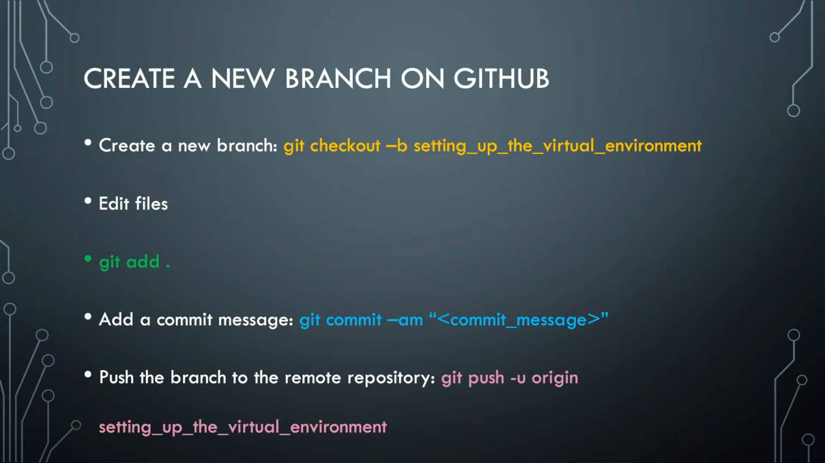Once the branch is created, we'll edit the files. Once the files are edited, type git add followed by a space and a period. Add a commit message by typing git commit -am followed by a commit message. Then push the branch to the remote repository by typing git push -u origin followed by the name of your branch.